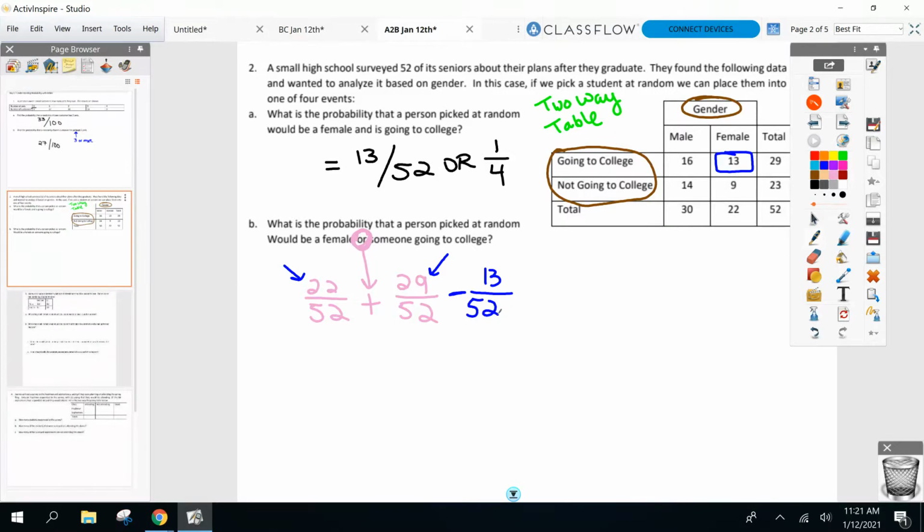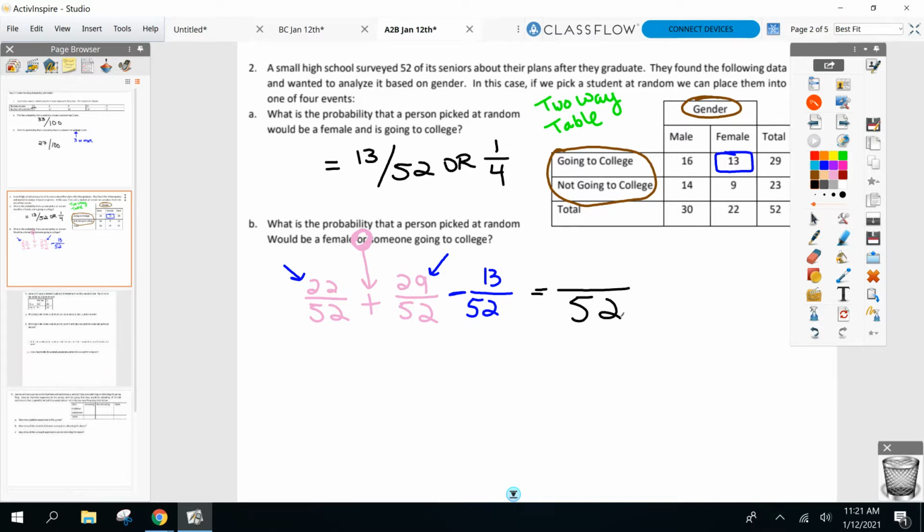Remember that in an OR problem, you have to subtract out the both. Everyone okay on why I'm subtracting it out? There's 13 people you counted twice because they were female and going to college. All right, you can use your calculator. Remember, the denominator stays the same when you add and subtract.